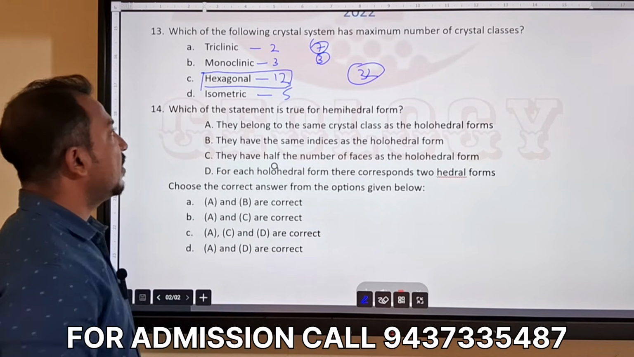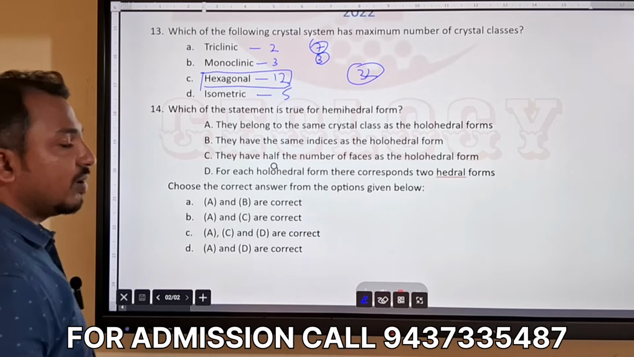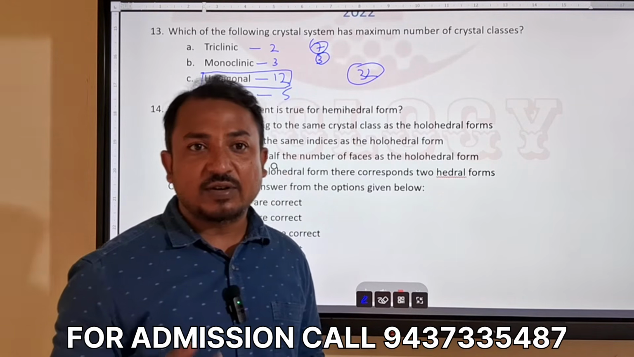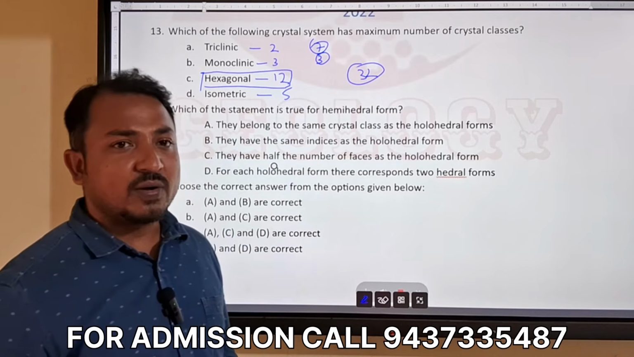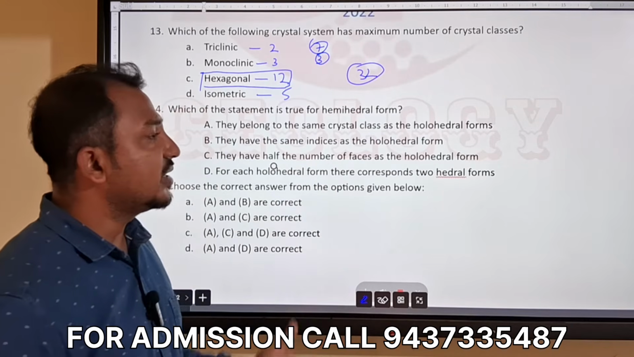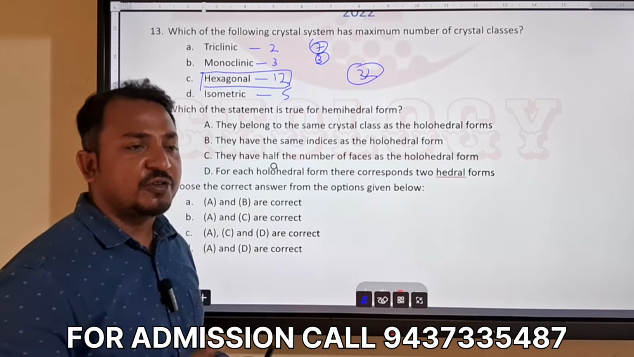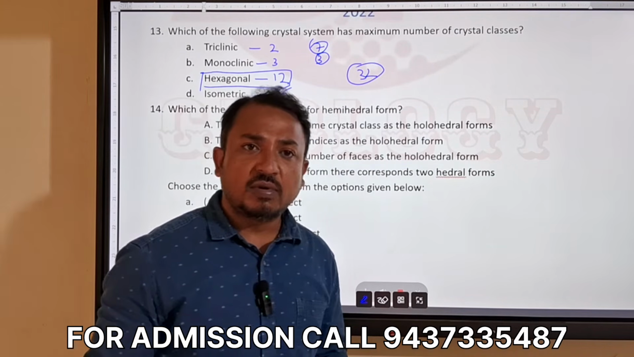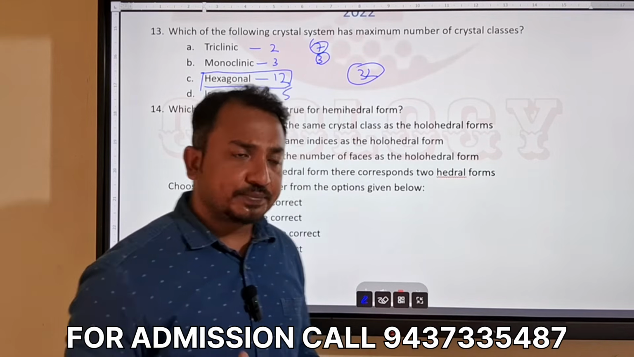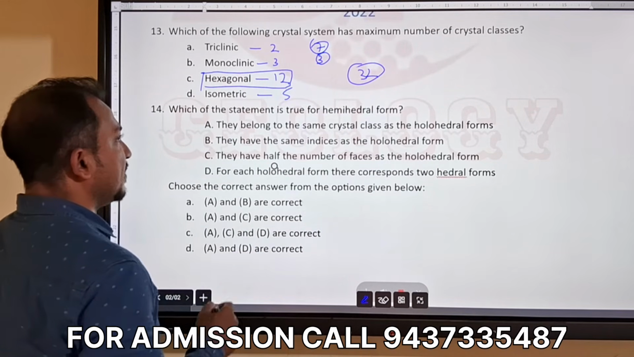Next comes, which of the following statements is true for hemihedral form. So hemihedral form is the half number of faces required to show the complete symmetry of a holohedral class. We have discussed that pyritohedron is a hemihedral form of tetrahexahedron, and a common example you all know, tetrahedron is a hemihedral form of octahedron, requiring half the number of faces to show the complete symmetry.